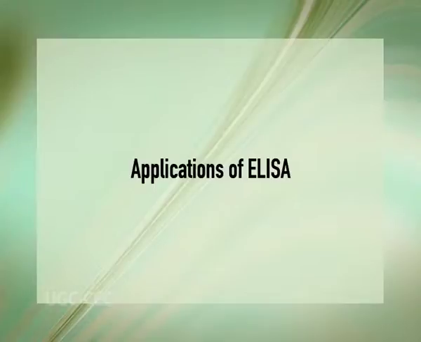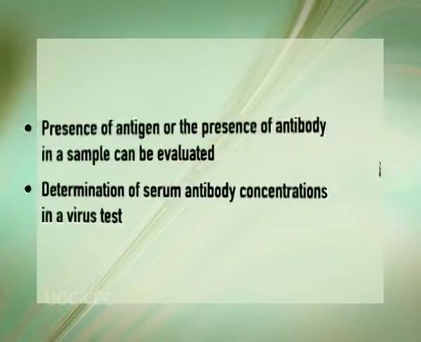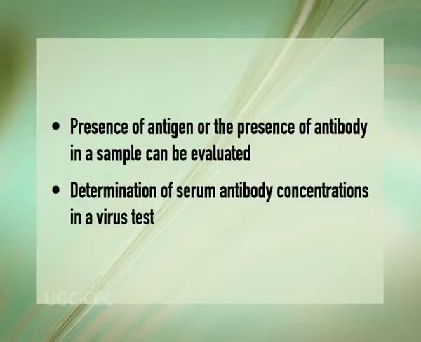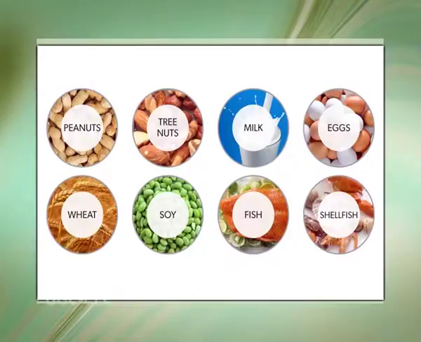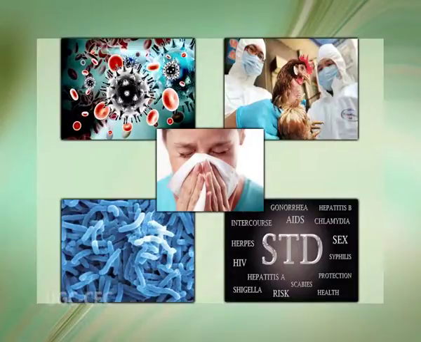Now coming to the applications of ELISA. Number first, presence of antigen or the presence of antibody in a sample can be evaluated. Number second, determination of serum antibody concentrations in a virus test. Number third, it is used in the food industry when detecting potential food allergens. Number fourth, it is applied in disease outbreaks, that is tracking the spread of disease, for example HIV, bird flu, common colds, cholera, STD, etc.